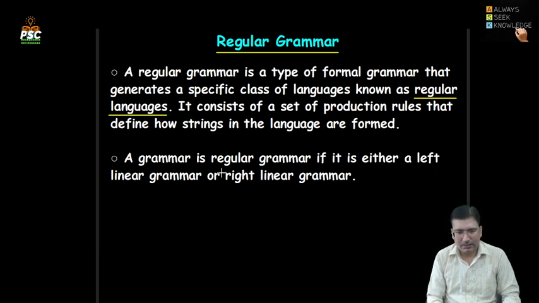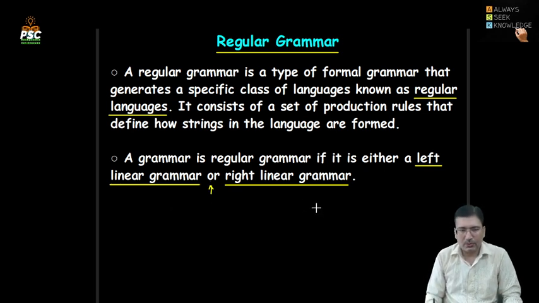A grammar is a regular grammar if it is either left linear or right linear. I'm highlighting it is "or", not "and". Either this or this should be satisfied in the production rules.